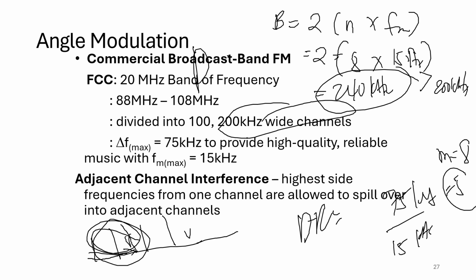In case you have a spillover, we call that adjacent channel interference. So what do we mean by adjacent channel interference? This is when the highest side frequencies from one channel are allowed to spill over into the adjacent channel, because usually the adjacent channel is not operating. So this is not a commercial station.